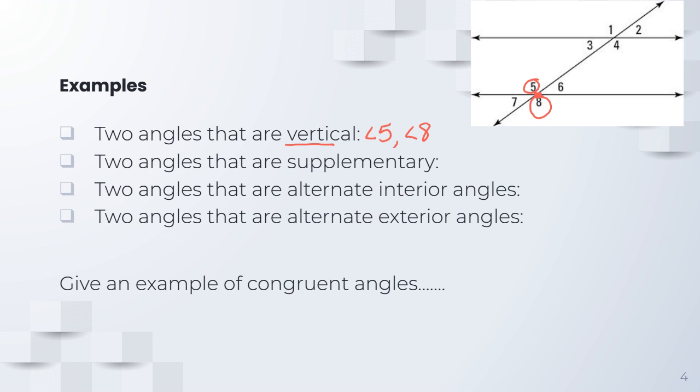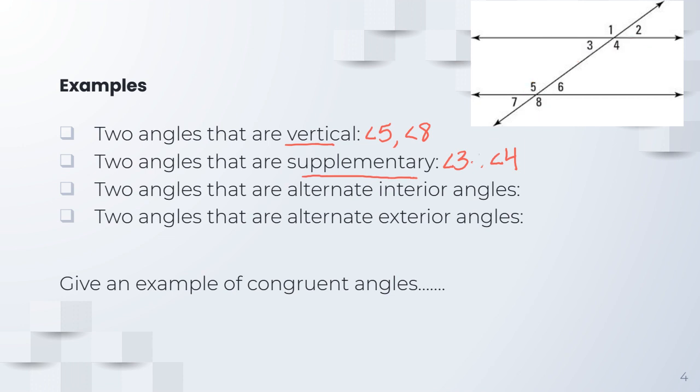Okay, so now two angles that are supplementary. Supplementary means that they need to add up to 180 degrees or they need to form a straight line. So if we look at angle 3 and angle 4, those two angles, if we add them together, would form this straight line here. So this angle plus this angle add up to a straight line. So those would be supplementary. So angle 3 and angle 4. And what would another example of supplementary angles be?